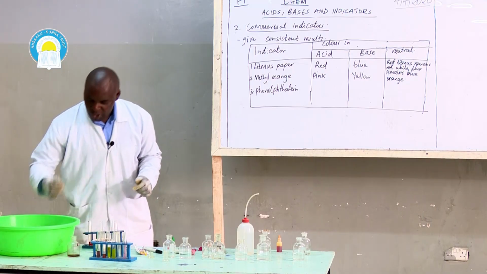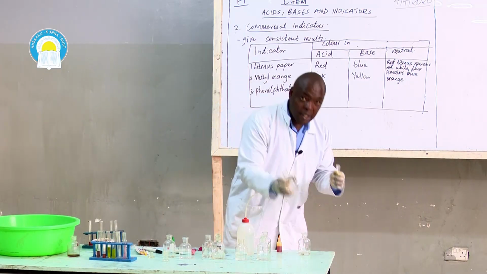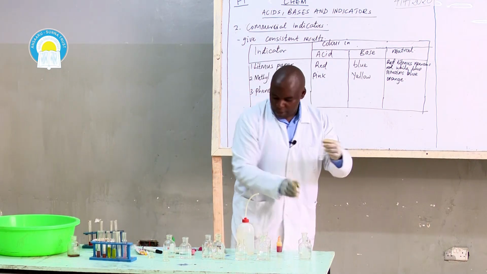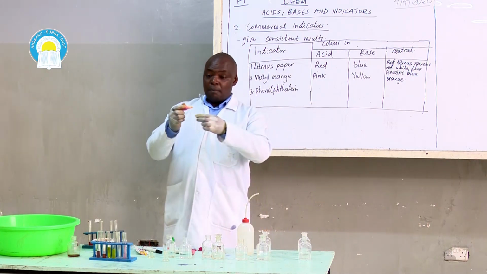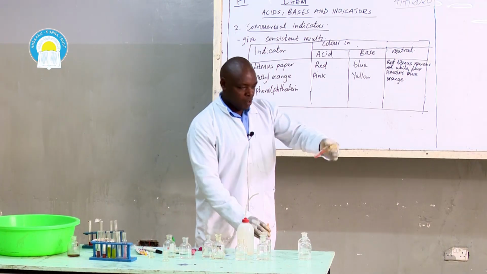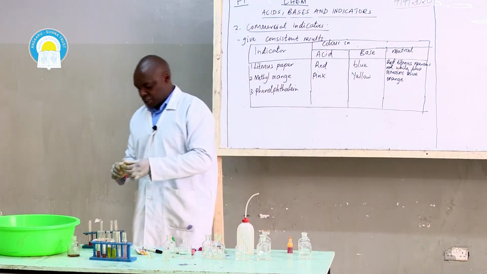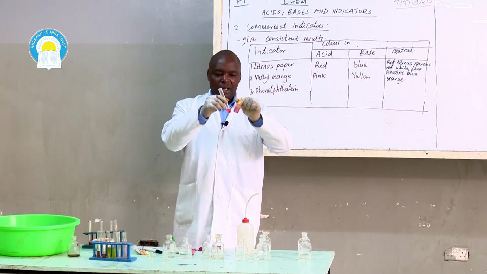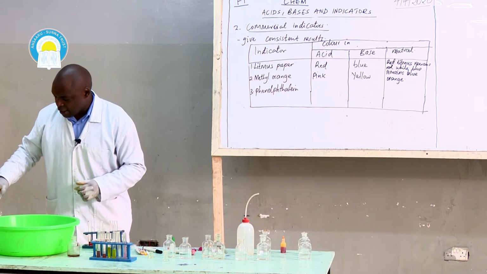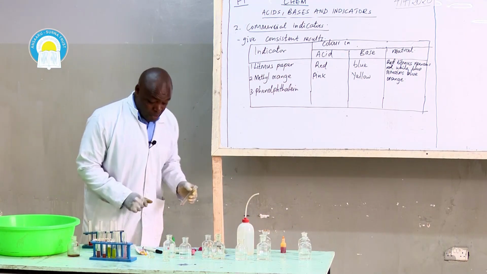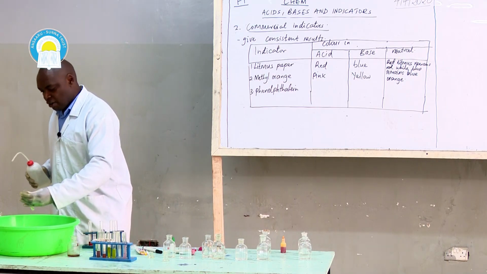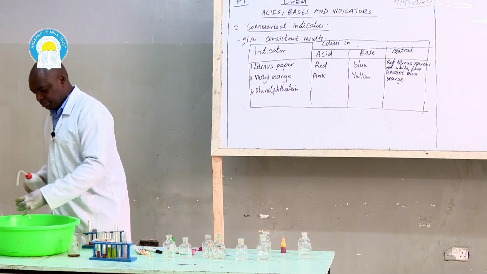Let me test using another neutral substance. We have said sodium chloride. Sodium chloride solution, the same methyl orange, you see, it is orange. The color is orange. So in acid, it is pink. In base, it's yellow. And in a neutral substance, the color of methyl orange is orange.